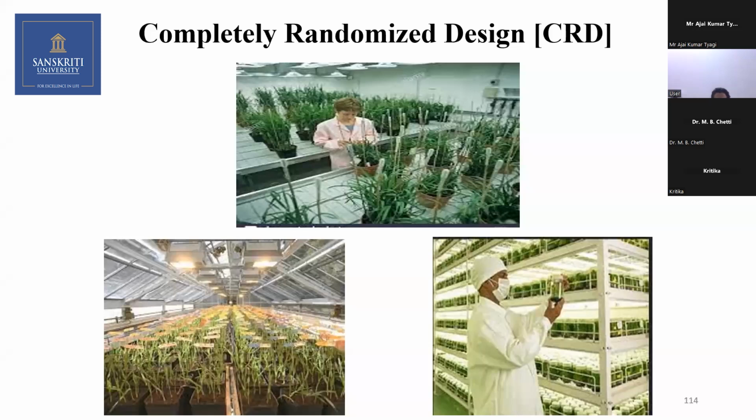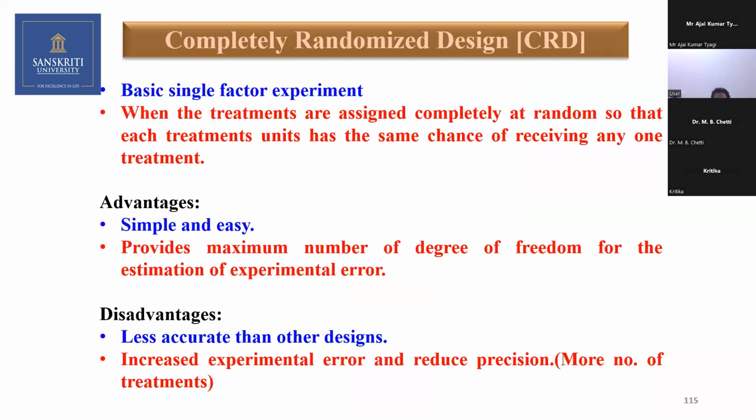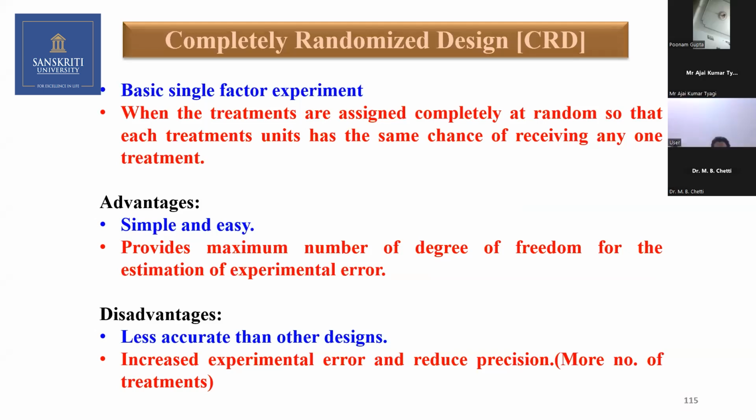Then we go for completely randomized design. The main assumption is that. So the basic design is single factor, meaning only one factor, the treatment, is tested. The treatments are assigned completely at random, so that each experimental unit has the same chance of receiving any one treatment. The advantage is that it is very easy and simple to calculate, and it provides the maximum number of degrees of freedom for the error. The disadvantage is that it is less accurate than other designs like RCBD, with increased experimental error and reduced precision.